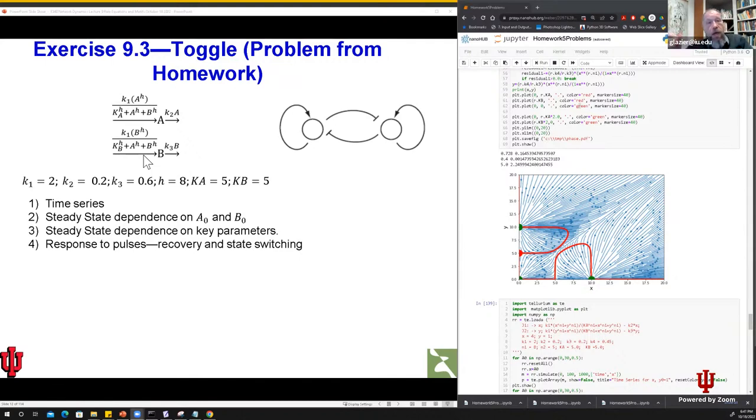And then as you change that, you'll see what happens to the bifurcation. If I look at the phase portrait, here I've symmetrized it by making those two values the same. I see that I have three steady states: one which is high B, low A, one which is high A, low B, and one which is 0, 0.